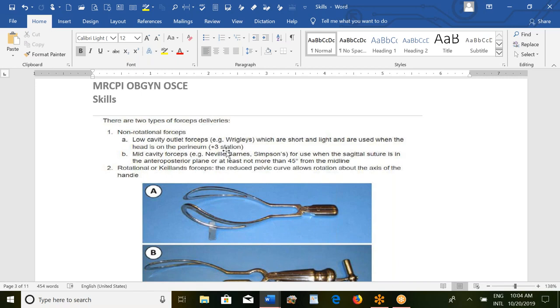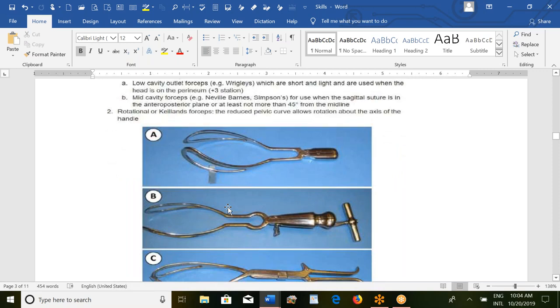Then we can use rotational forceps, mostly Kielland forceps. They have a reduced pelvic curve and it will allow rotation about the axis of the handle. So where you need rotational deliveries, you will use Kielland forceps.